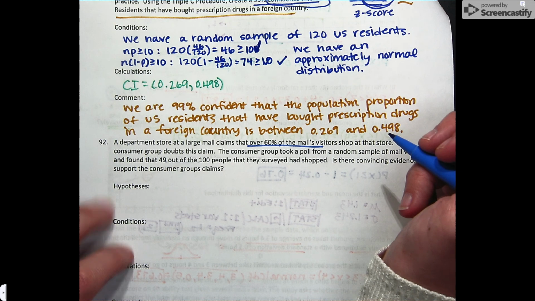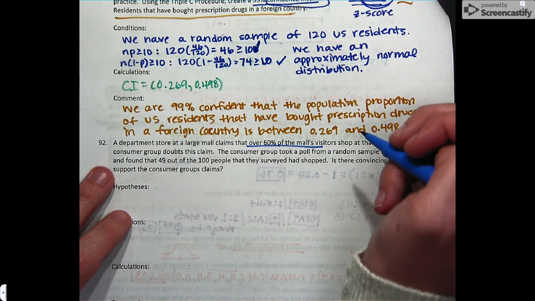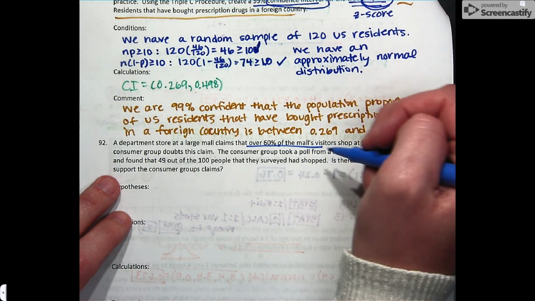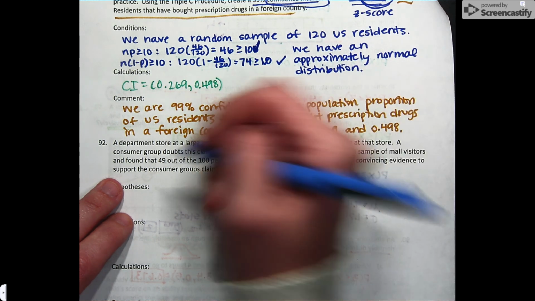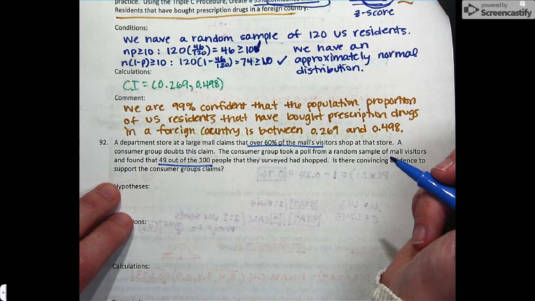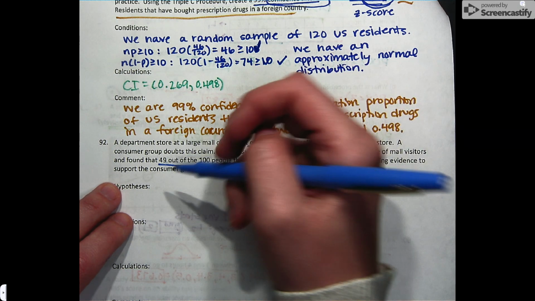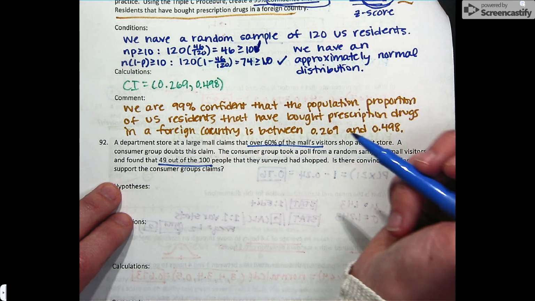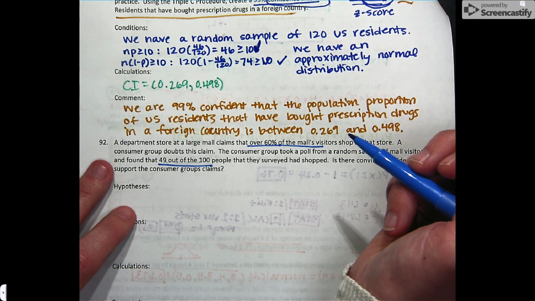So number 92, a department store at a large mall claims that over 60% of the mall's visitors shop at that store. A consumer group doubts this claim. So the consumer group took a poll from a random sample of mall visitors and found that 49 out of 100 people that they surveyed had shopped. Is there convincing evidence to support the consumer group's claim? So the consumer group's claim is that they doubt that.